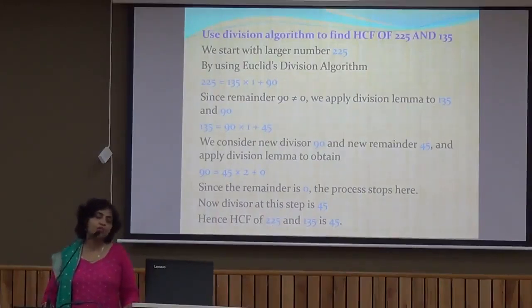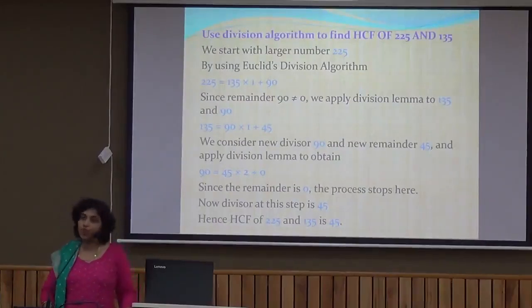So here the quotient is 2 and the remainder is 0. Our process stops as we get remainder as 0, and the divisor at this step is 45. So the HCF of the given numbers 225 and 135 is 45.